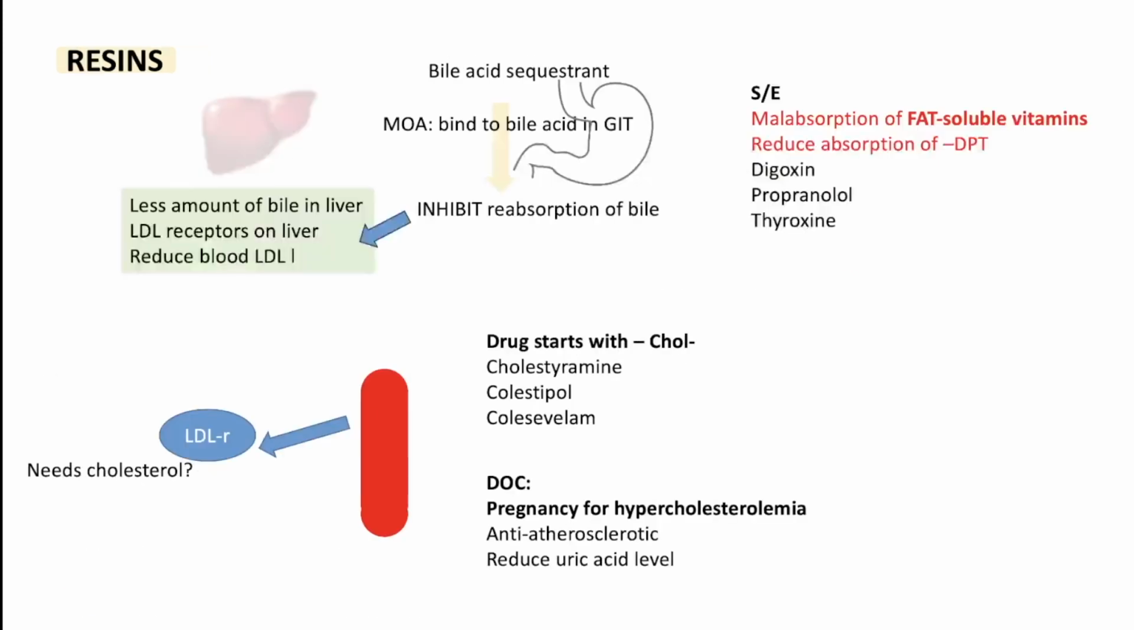So next, coming to the resins. Resins are also called bile acid sequestrants. So what is the mechanism of action? The resins are going to bind to the bile acid in the GIT, thereby inhibiting the reabsorption of the bile from the GIT into the liver. So the less amount of bile is present in the liver, thereby again, since the liver requires cholesterol, it will increase the expression of LDL receptors on the liver, which is going to reduce the LDL cholesterol. How? Again, it is going to remove the LDL cholesterol from the body.